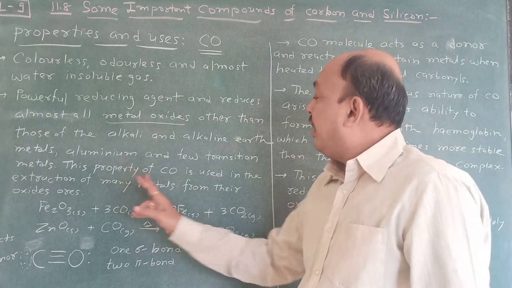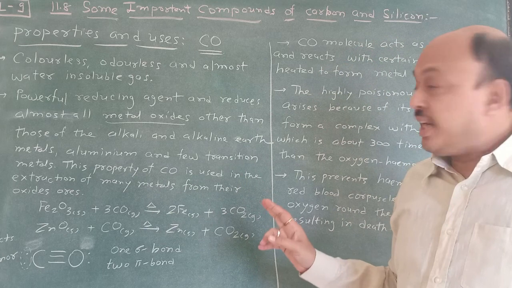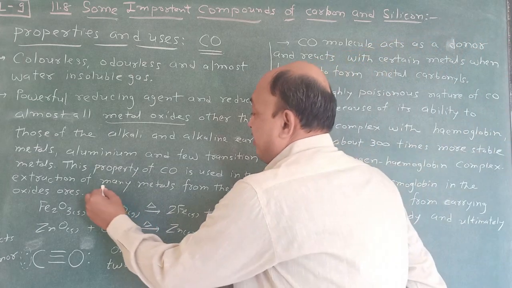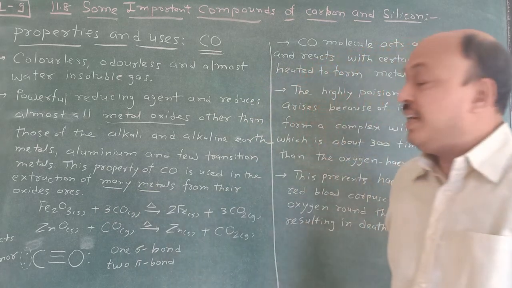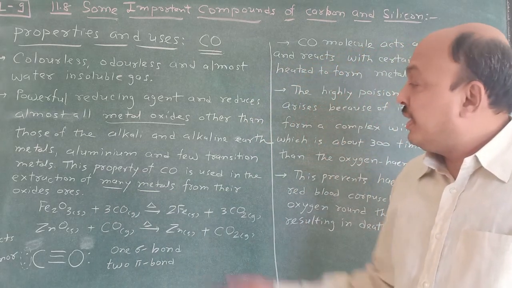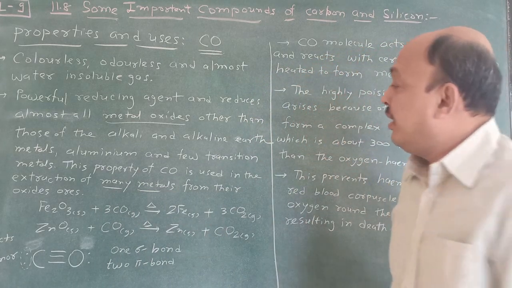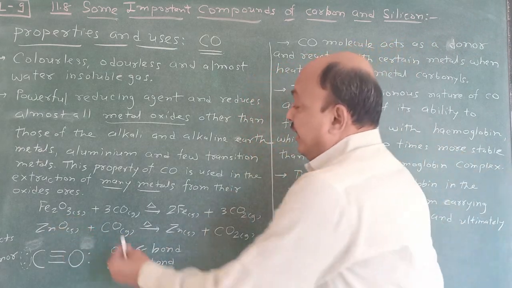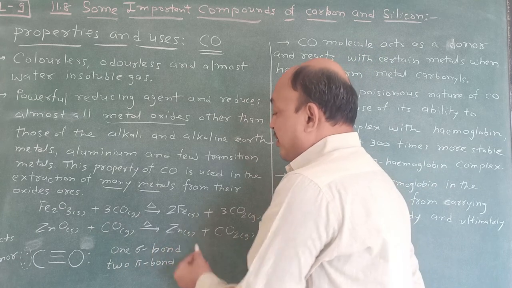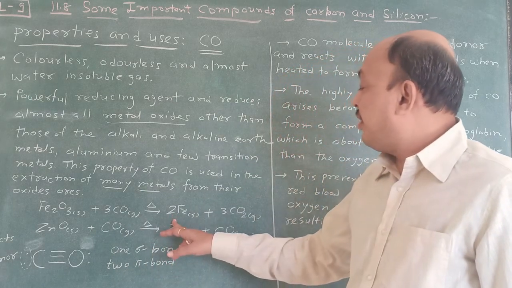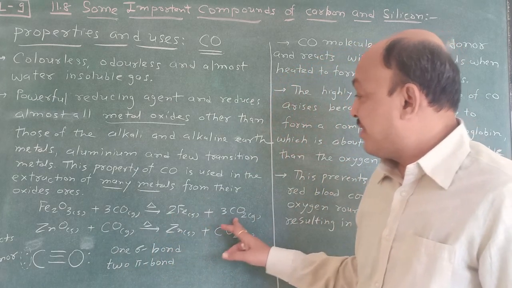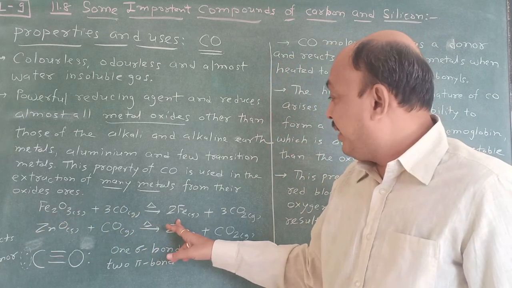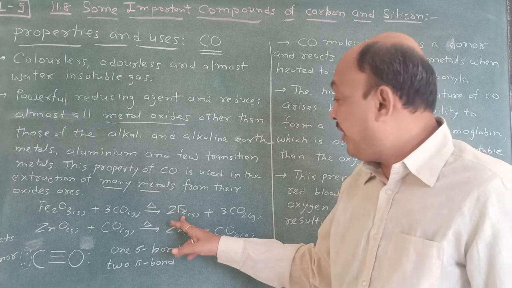This property of carbon monoxide is used in the extraction of many metals from the oxide ores. Is it clear? That you have to learn later on. If Fe2O3 is there, that is known as hematite. It reacts with 3 moles of carbon monoxide. It gives 2 moles of Fe plus 3 moles of CO2 gas. So here Fe plus 3 is converted into Fe, and that is nothing but extraction of iron.